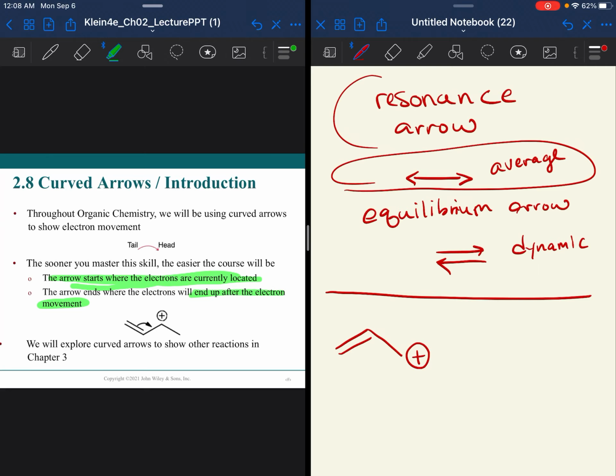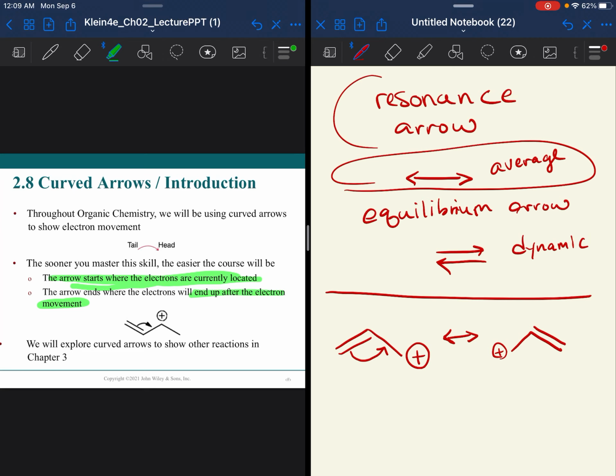All right, so in this example, it's the pair that is shown in the pi bond moving to form a double bond on the other side. So we start the arrow on the double bond and we point towards the single bond, right? Because we are going to form the double bond over here, right? It's always from where the electrons are to where they are going.